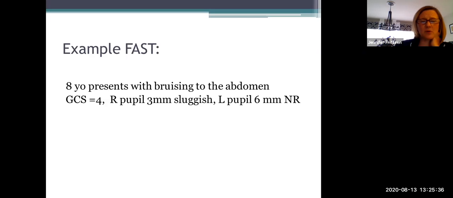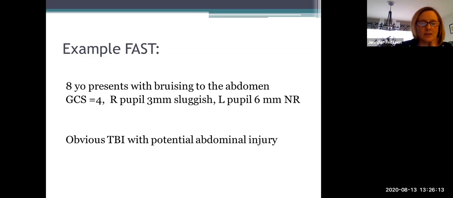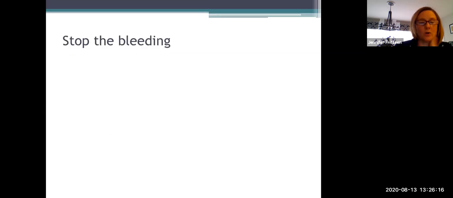Now, here's an example of a type of child we have done FAST on. This is a child that presented with bruising to the abdomen, but also came in with a head injury. GCS was 4, right pupil was sluggish, and the left pupil was fixed. Well, neurosurgery wanted to take her to the OR, but they didn't want to take her to the OR if she had bleeding someplace else. So it was emergent to get this kid, I believe she had an epidural, to the OR. They didn't want to spend time CTing the abdomen, so they did a FAST exam just to see if there was any fluid. There was none, and they were able to get her to the OR.